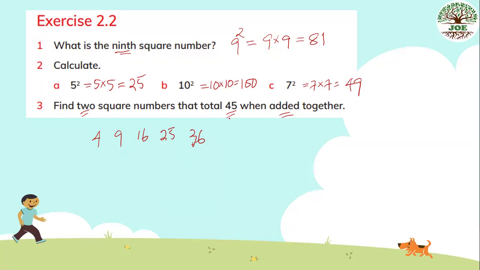How can we get 45? Let's subtract the largest, 36, from 45. We got 9. So we can add 36 and 9 to get 45. So 36 is 6 squared, and 9 is 3 squared. We can get 45. 6 squared plus 3 squared is 45, 36 plus 9.